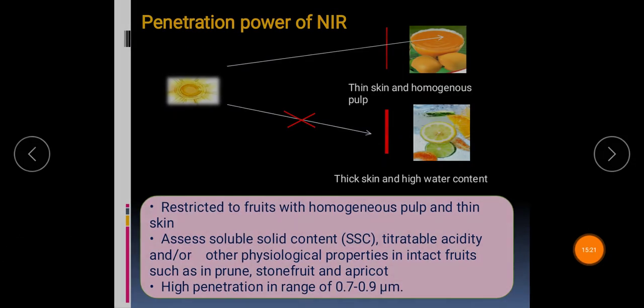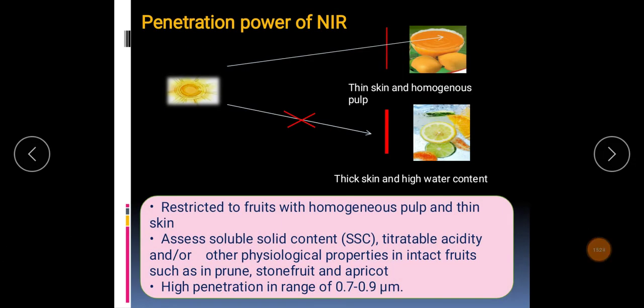But NIR is restricted to fruits with homogeneous pulp and thin skin. If the skin is thin, only then can it analyze the data. It can assess soluble solid content, titratable acidity, or other physiological properties in intact fruits such as prune, stone fruits and apricot. High penetration in the range 0.7 to 0.9 micrometer.